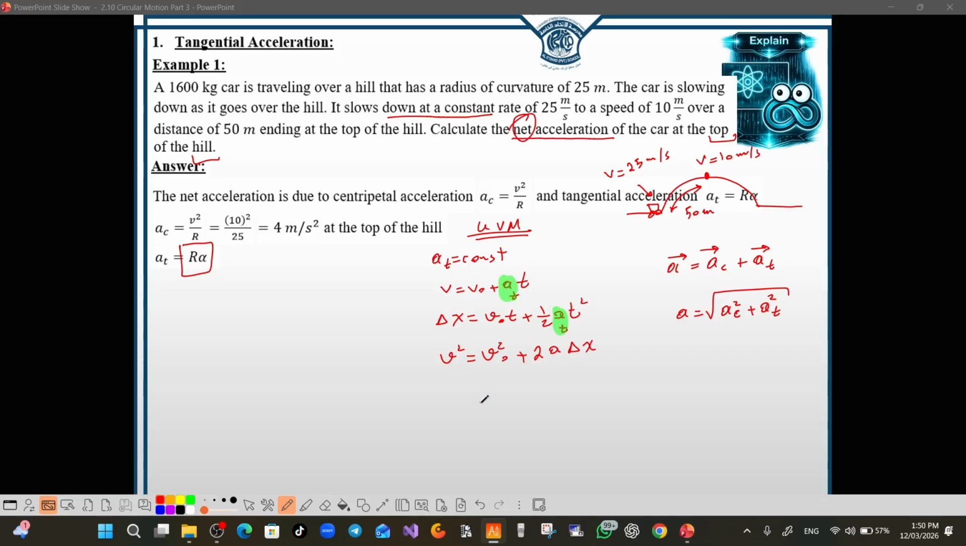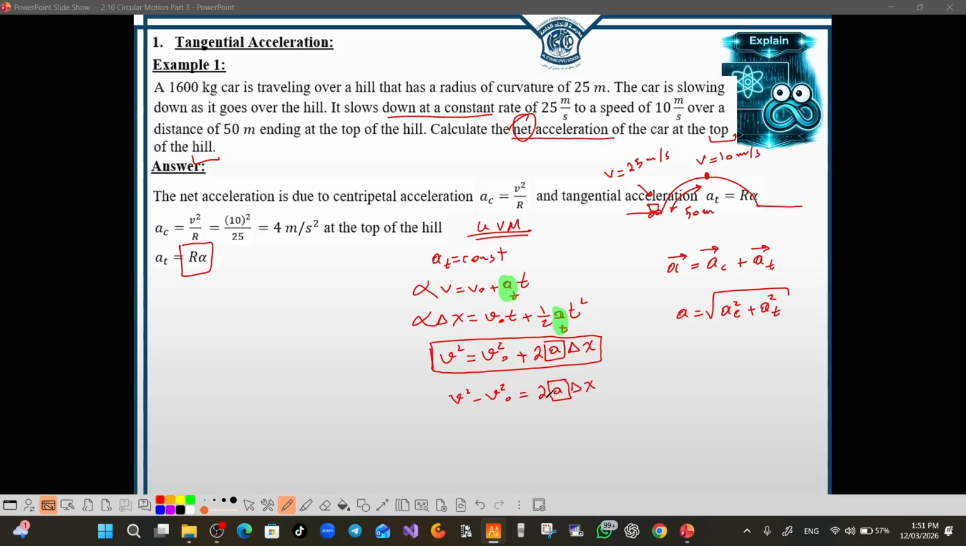Now, no need for the fourth equation because it doesn't include the acceleration. Moreover, I'm not going to use this equation or that equation because the time is not given in that question. And the best choice will be this equation because this is the time-independent equation and it will help me to find the acceleration. Now, let's rearrange this equation to give us the tangential acceleration. So v squared minus v0 squared is equal to 2a delta x.